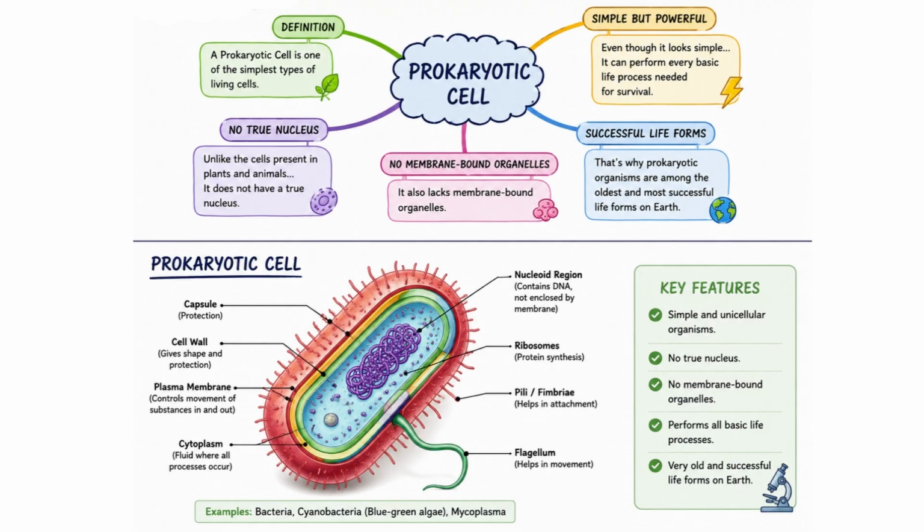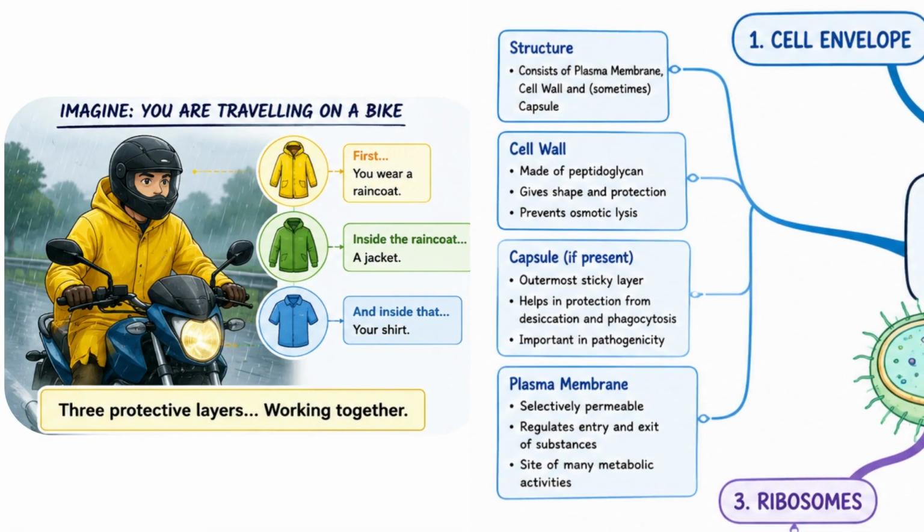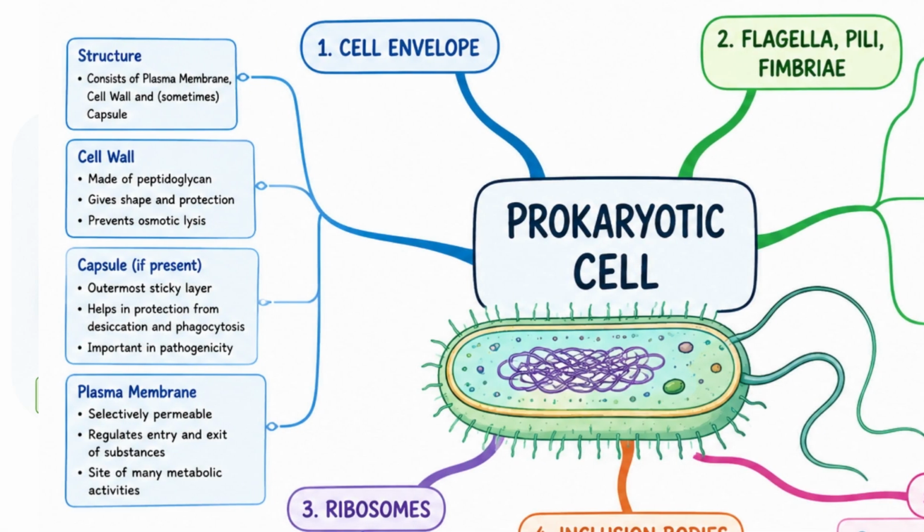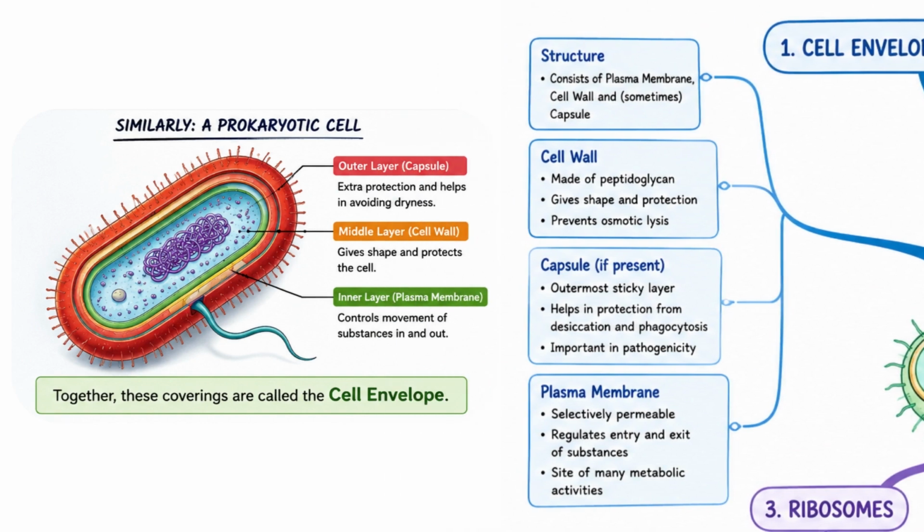Cell envelope. Let's begin with the outer covering. Imagine you're traveling on a bike. First, you wear a raincoat. Inside the raincoat, a jacket, and inside that, your shirt. Three protective layers, working together. Similarly, a prokaryotic cell is also protected by multiple coverings. Together, these coverings are called the cell envelope.